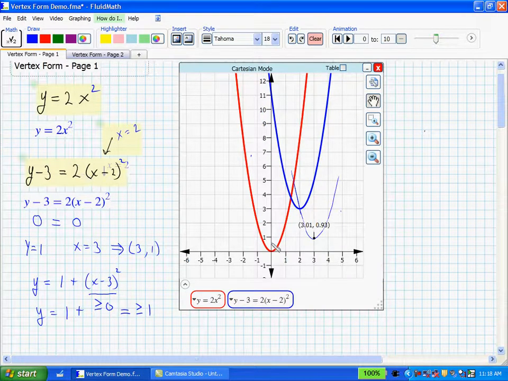All of a sudden now, the red curve and the blue curve have the exact same shape. If you start at the vertex, go over 1, you go up 2. If you start at this vertex and go over 1, you go up 2. So it has the exact same shape.